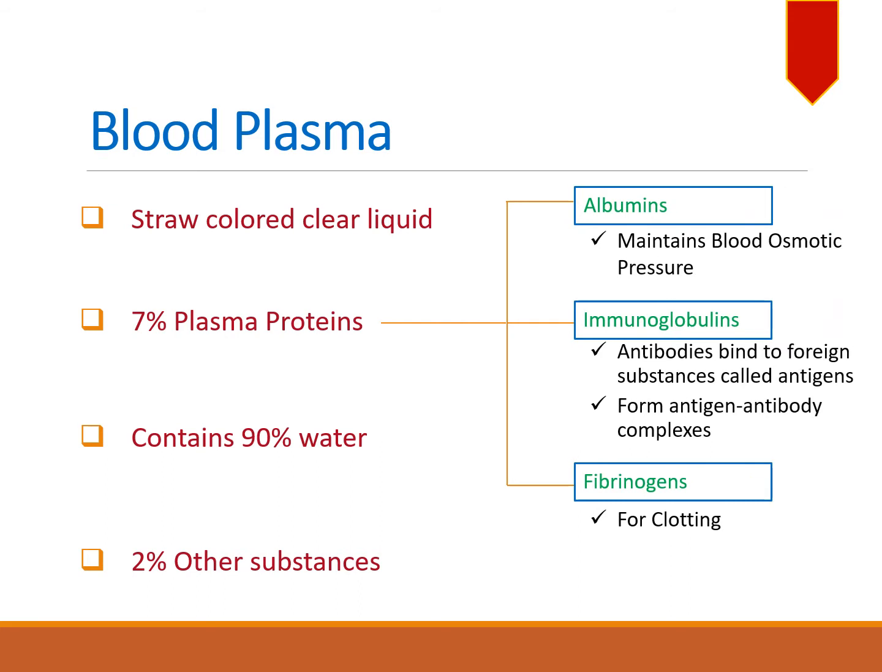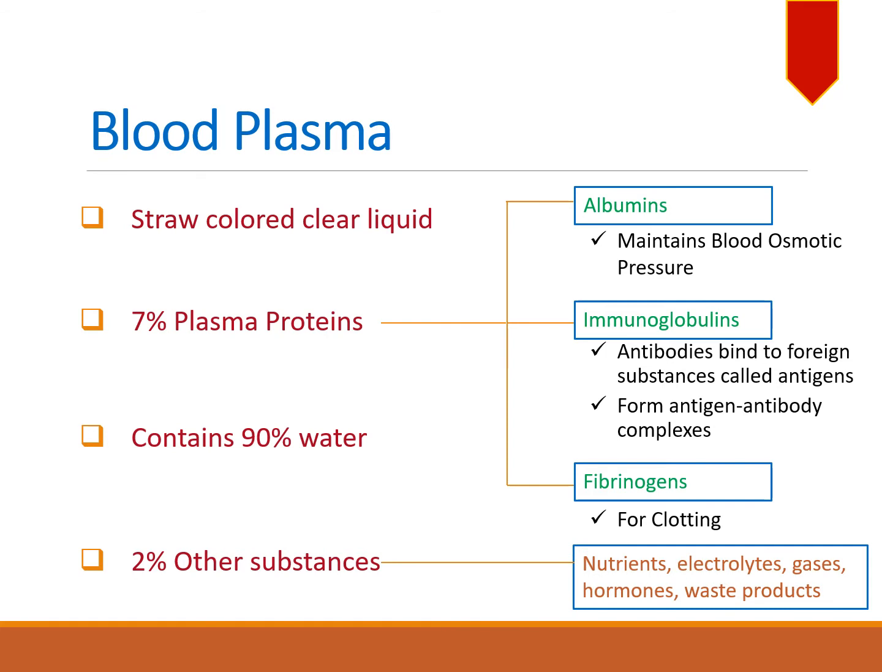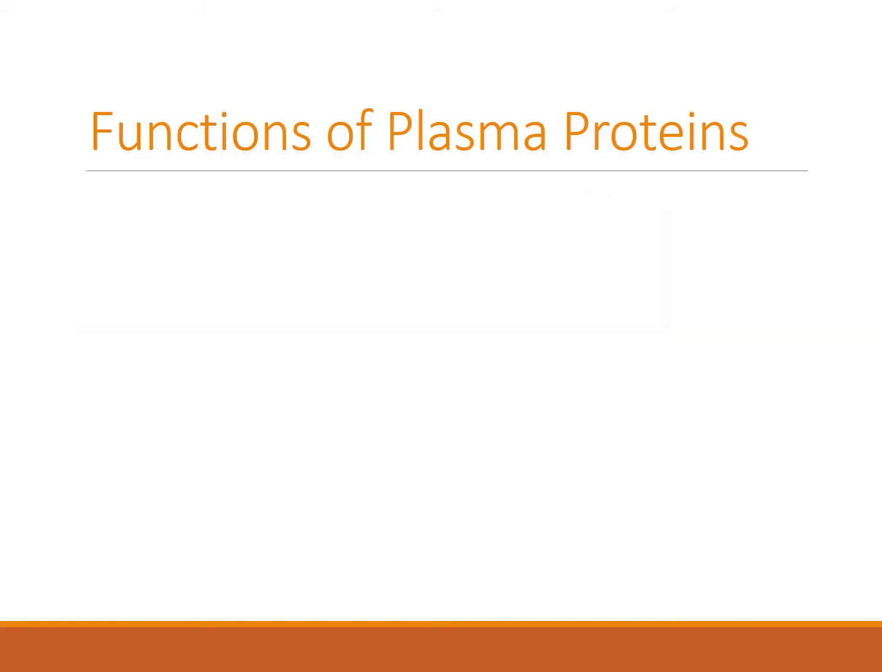The plasma proteins contain albumins, which help to maintain osmotic pressure, immunoglobulins, which act as antibodies that bind to the foreign substances called antigens, and form antigen-antibody complexes. It also contains fibrinogen that helps in the clotting process. Other substances like nutrients, electrolytes, gases, hormones, and waste products are present.